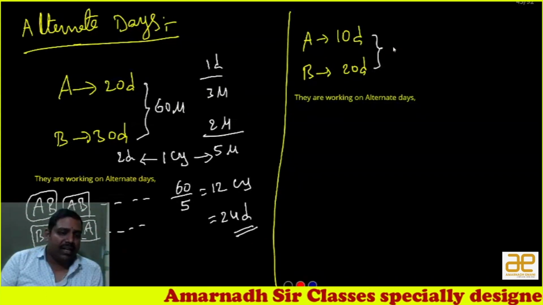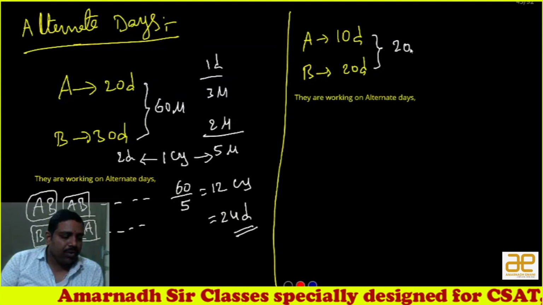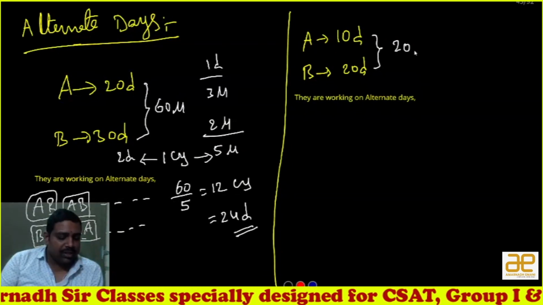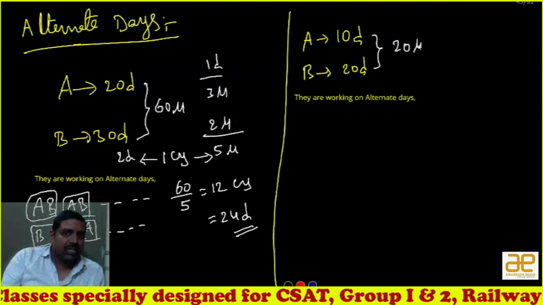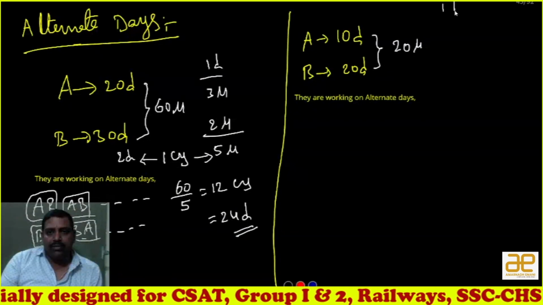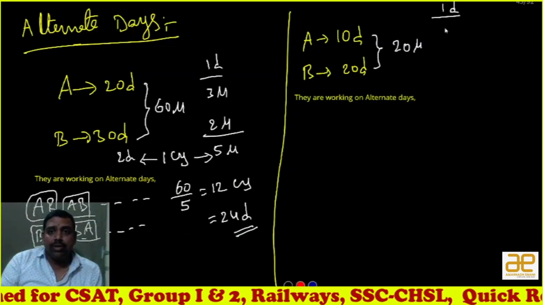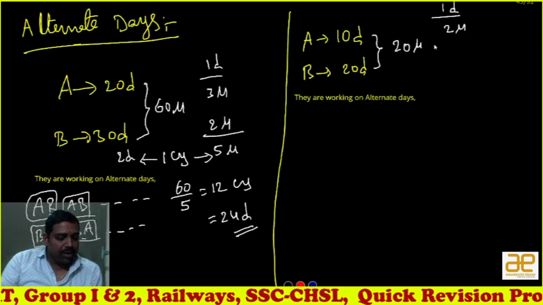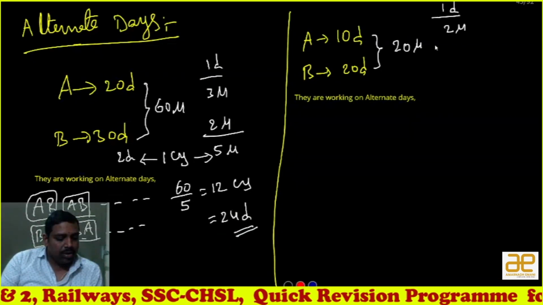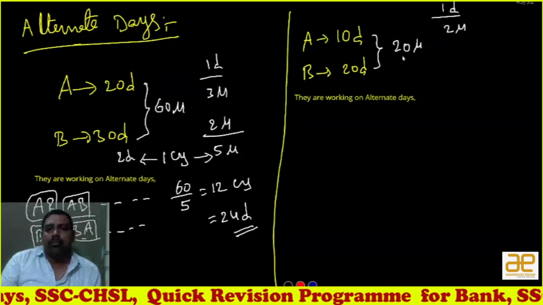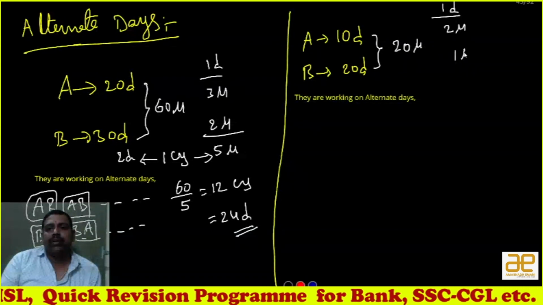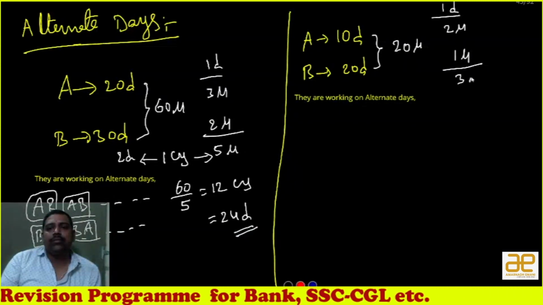For 10 and 20, if I take the LCM, 20 units is the total work. Do you understand this, Lokesh? One day's work of A is 20 by 10, that is 2 units. 20 by 20 is 1 unit. No problem, learn it. So 3 units is the total.